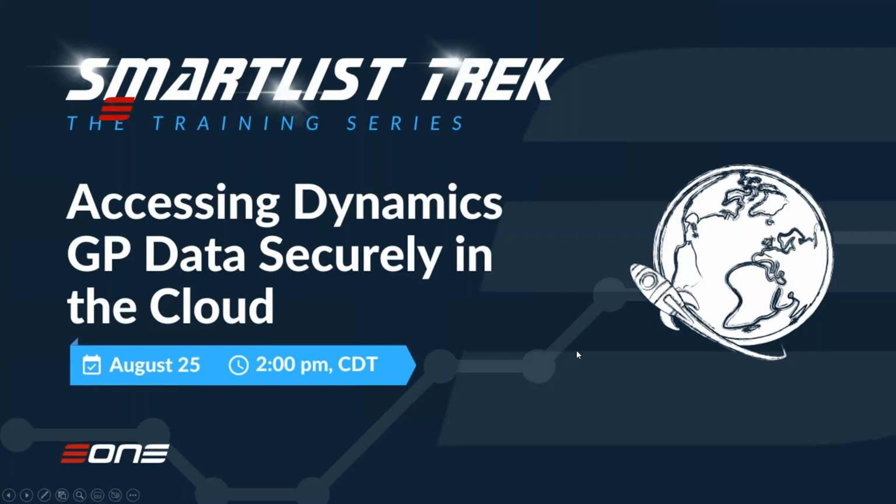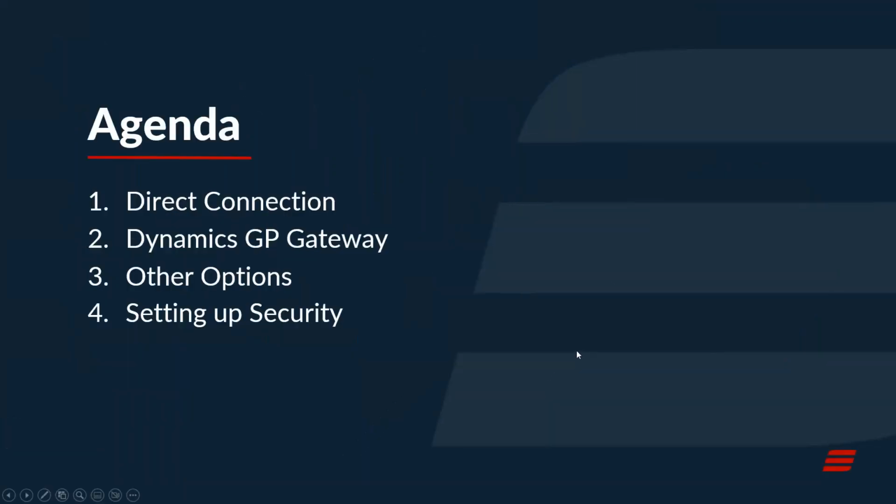So let's dig into a couple of areas I want to cover. We're going to talk about some of the ways you can do it with a direct connection. We're going to talk about using our Dynamics GP gateway, and then we'll get into a couple of other options as well, just so we have a full discussion on the ways that you can accomplish this. And then we'll also talk about how you can set up security and add additional layers as well.